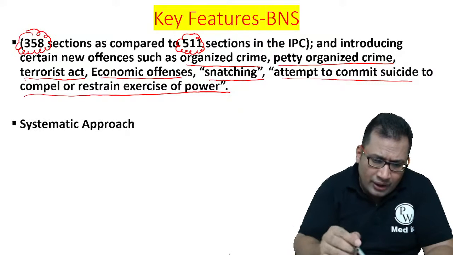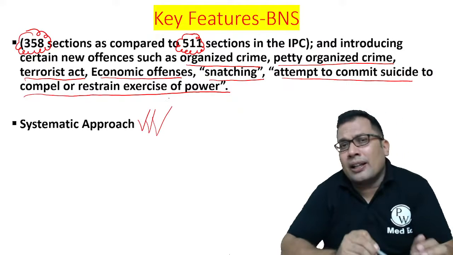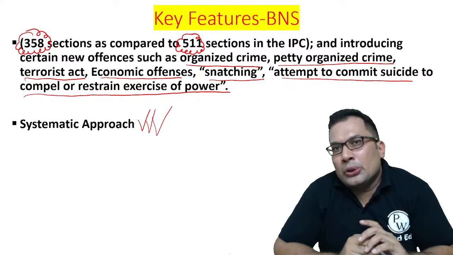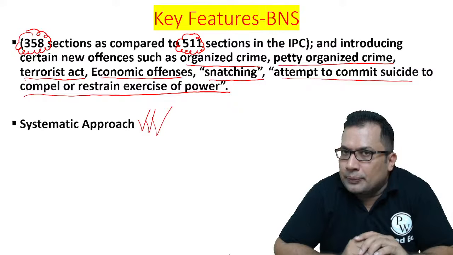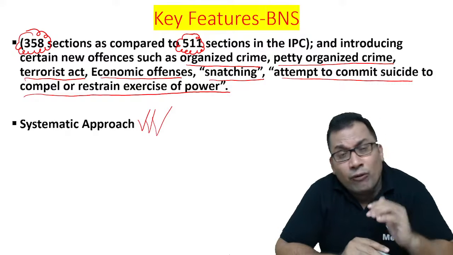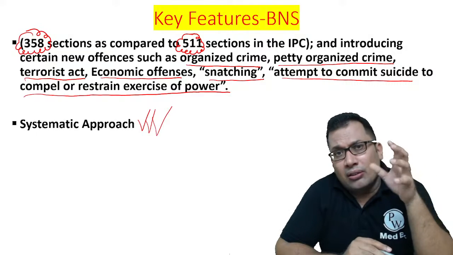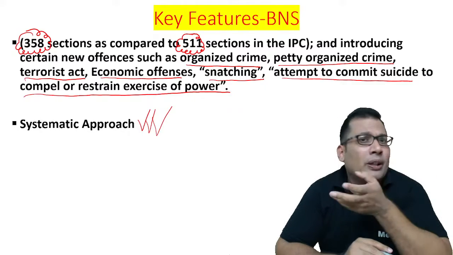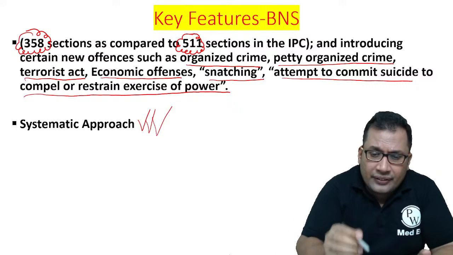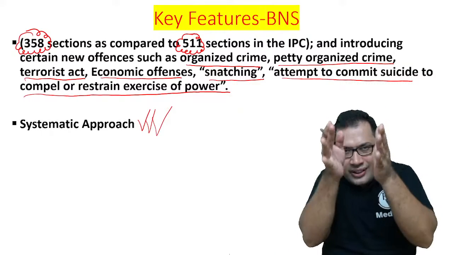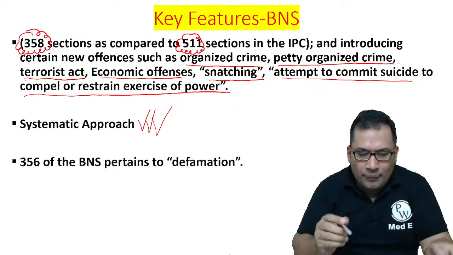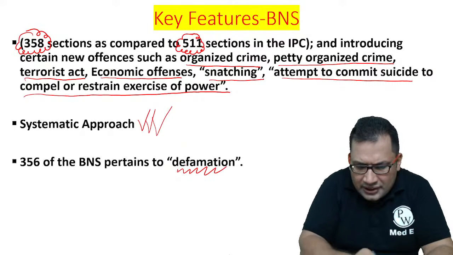So this BNS has a very systematic approach. For example, in IPC we used to study 375, the definition of rape, 354, indecent assault on a woman, and 509. All these are offenses related to women and children, and they were usually placed differently. But in this BNS, they are placed systematically in a single folder, so to say. And there is something known as defamation, that is 356.